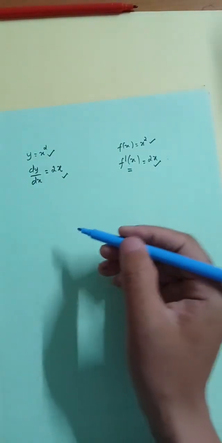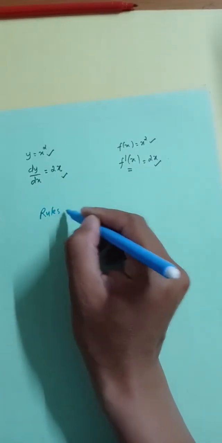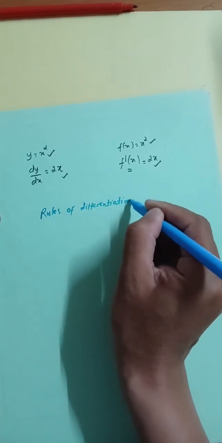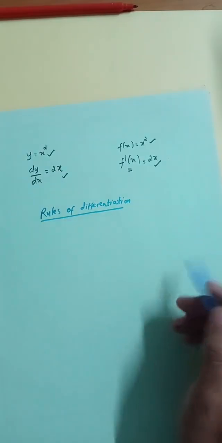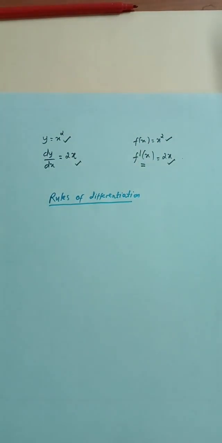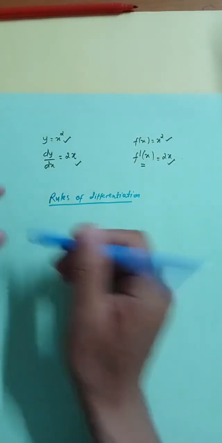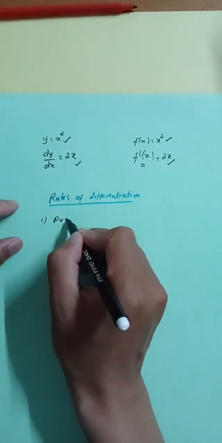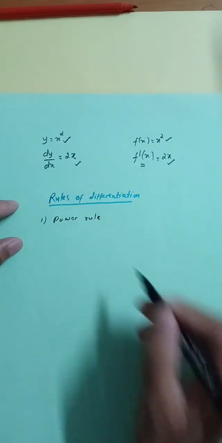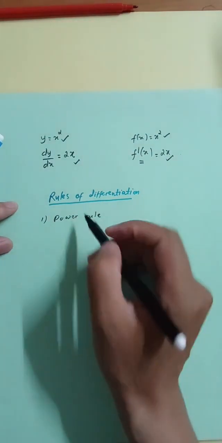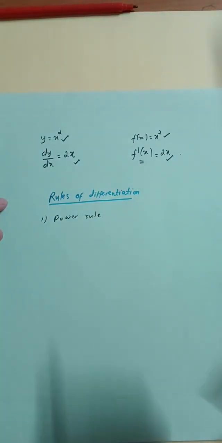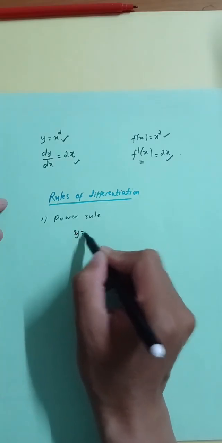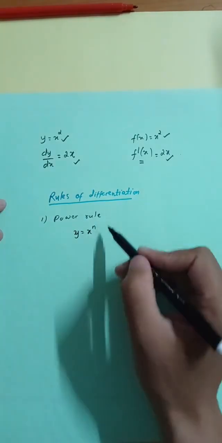Now let us go to rules of differentiation. We first have the power rule. Power rule, with example and constant multiple. For example, y equal to x raised to n.